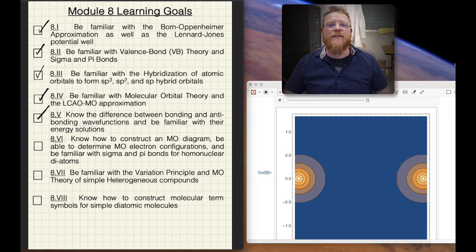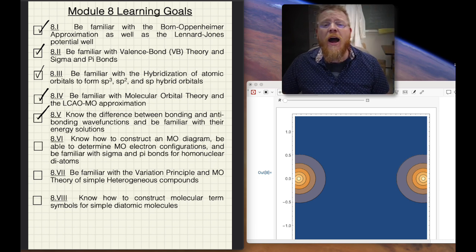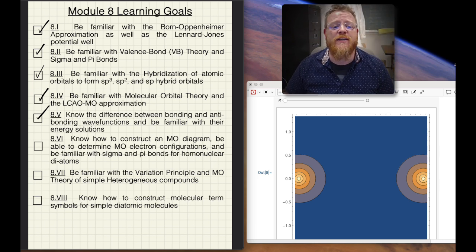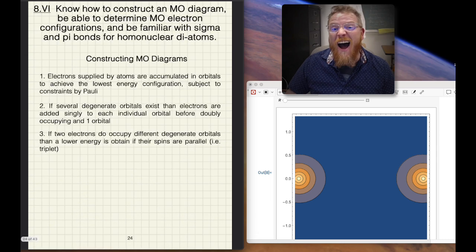Okay, P chemists, continuing along, we're going to get into this construction of MO diagrams, and we're going to get into a lot more detail on these sigma bonds and pi bonds and how they are formed in homonuclear diatoms. So let's go for it, and you notice that I've got a little Mathematica simulation next to me, which will be the subject of our Math 9 activity.